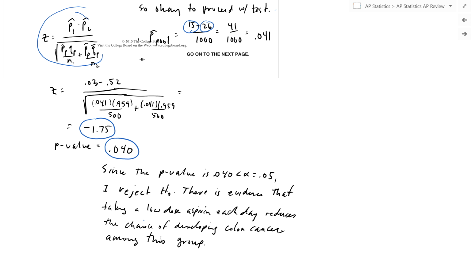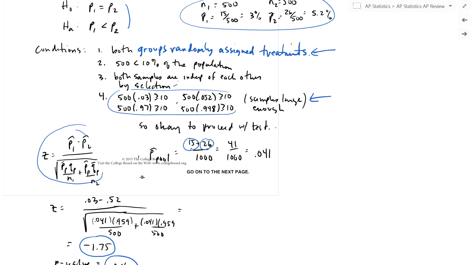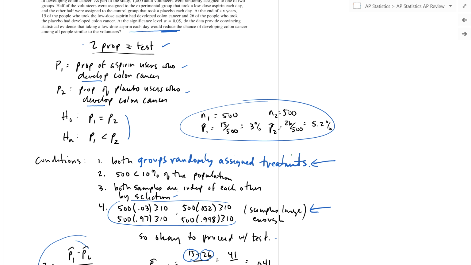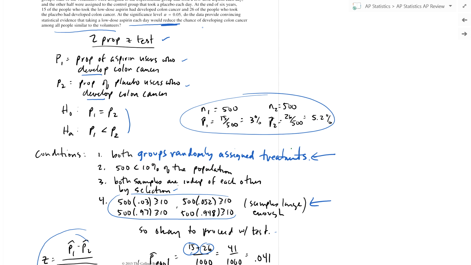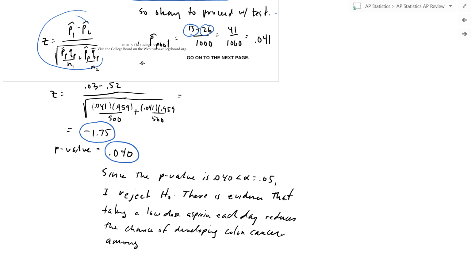There is evidence that taking low-dose aspirin reduces the chance of developing colon cancer among, go back up to the question, among people similar to the volunteers. If you always go back to the question, you'll get this right 100% of the time as to what they're looking for. And plus, if there's a question that needs to be answered, you'll be able to answer that. Reduces the chance of developing colon cancer among people similar to the volunteers.